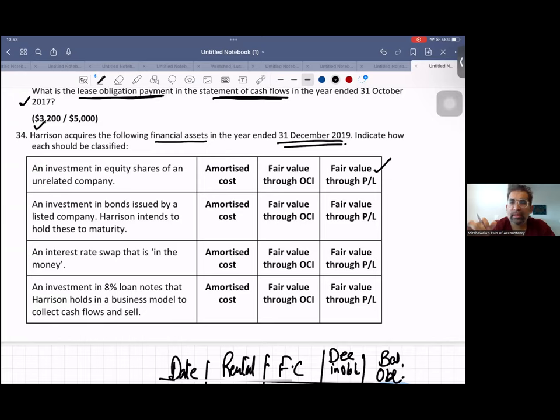Okay. Now, an investment in bonds. Bonds mean loan notes. An investment in bonds, loan notes issued by another company, which Harrison intends to hold till maturity. That means the business model is long term. So it's amortized cost, right? If your business model is long-term and you will get the return of principal and interest, it's amortized cost. Now, this next name is a little bit new, but I'll explain. An interest rate swap that is in the money. So you know, an interest rate swap is a derivative.